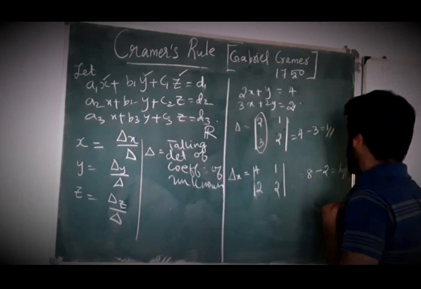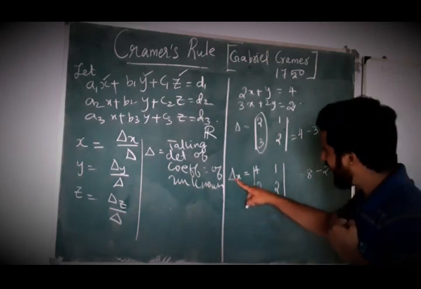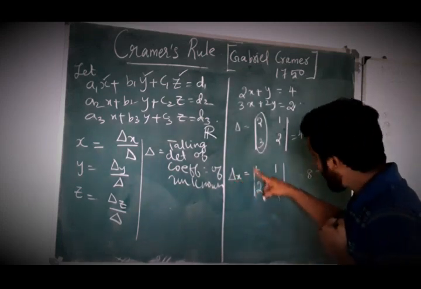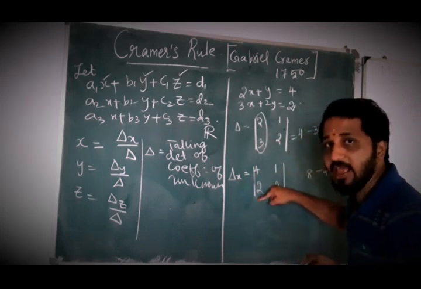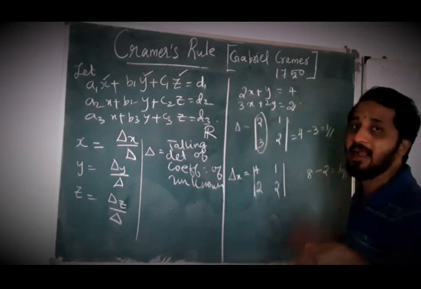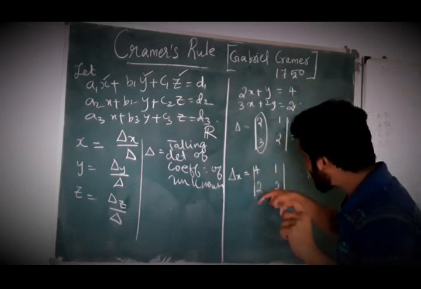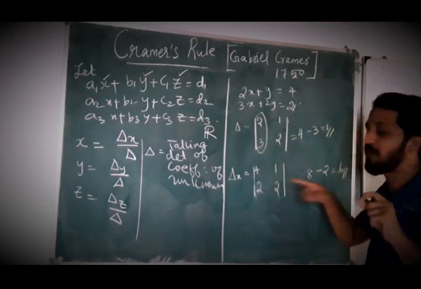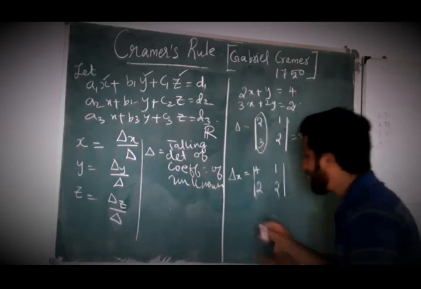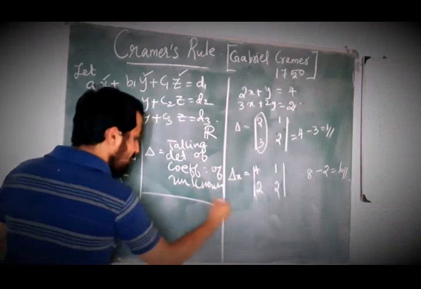8 minus 2 is nothing but 6. Is it clear? So delta x is nothing but the determinant where the coefficient of x I have to replace by d1 and d2. I have replaced it by d1 d2. Yes or no? Similarly, what is delta y?